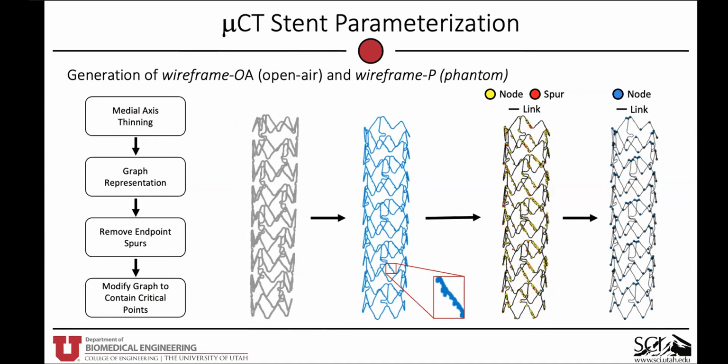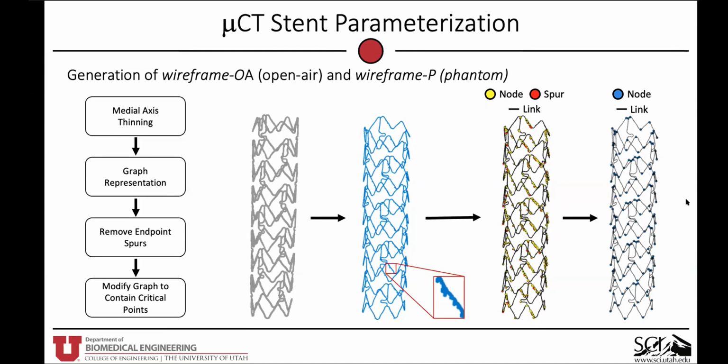So the next step, once we've identified that OCT point cloud, was to take our micro CT data and generate what we refer to as a stent wireframe. And we actually utilized a technique that was looking at the morphology of cortical bone, taking our volume of that micro CT, performing thinning to reduce it down to a single voxel wireframe, and then converting it to graph representation. And in doing so, we did end up with these spurious nodes, and we essentially modified this graph representation to only contain critical points.